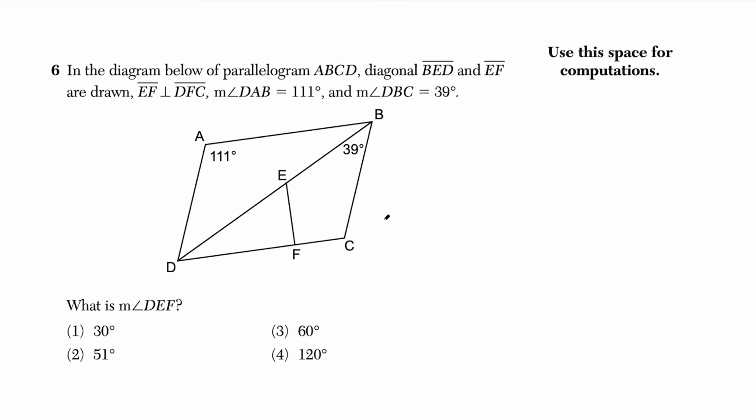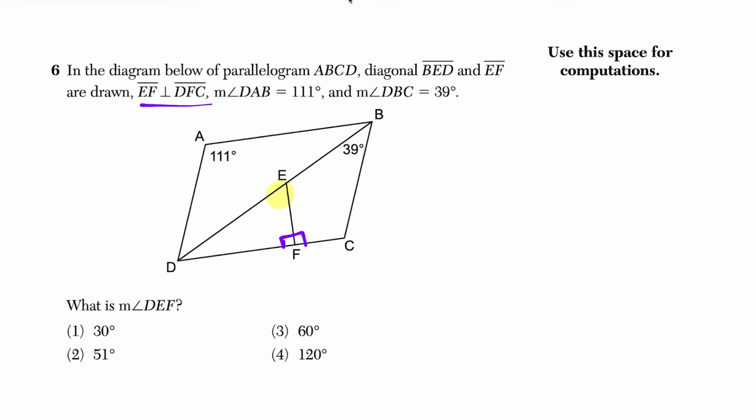Question 6, we have a diagram of parallelogram ABCD, and the diagonal BED and segment EF are drawn. We're told that EF is perpendicular to DFC. So the first thing I'll do here is label this as a right angle in both of these spots here. And then we have the measure of DAB is 111 degrees, which is labeled for us. And we have the measure of angle DBC is 39 degrees, which is also labeled. But the goal here is to find what is the measure of angle DEF. So that's this angle over here inside this right triangle.